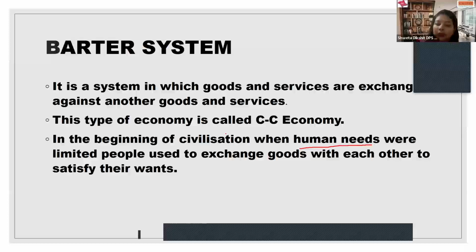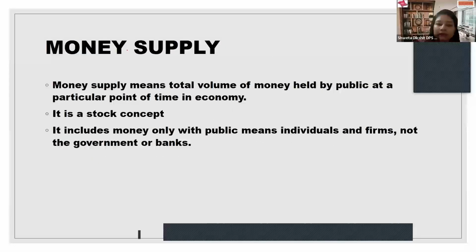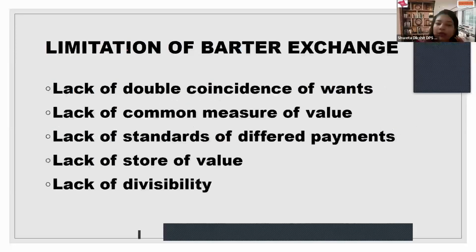But as the population grew and civilization advanced, people also had unlimited needs, which we have already studied in microeconomics in class 11. So, we came across certain challenges related to the barter system. Here we'll learn about the limitations of the barter system. The limitations of the barter system are the 5 points on your screen. In fact, children, the limitations of the barter system are there in your syllabus.